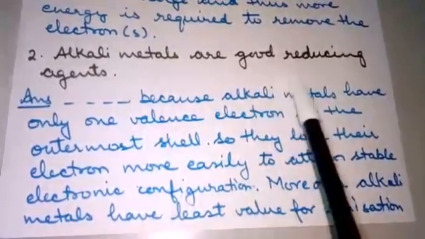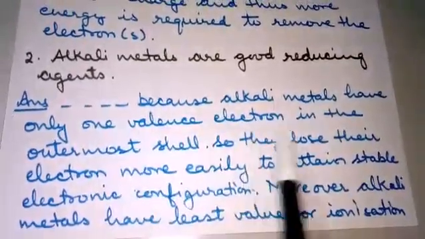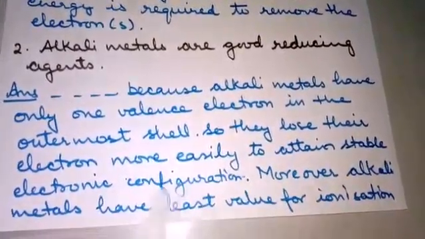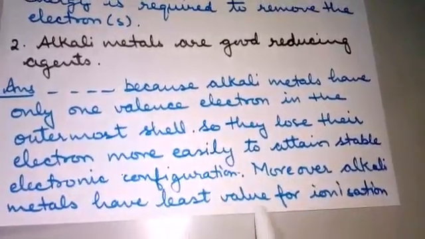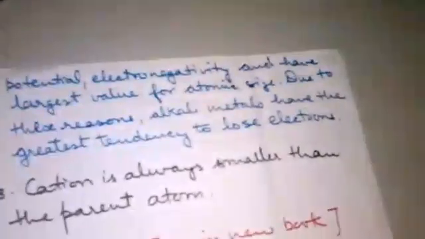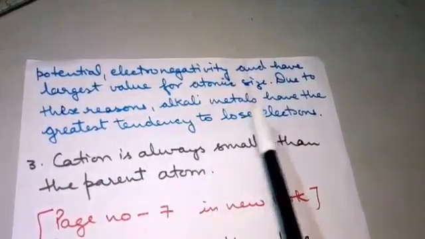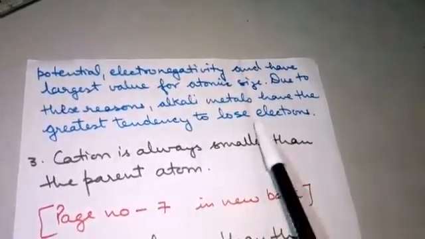So alkali metals are good reducing agents because alkali metals have only one valence electron in the outermost shell. So they lose their electron more easily to attain stable electronic configuration. Moreover, alkali metals have least value for ionization potential, electronegativity, and have largest value for atomic size. Due to these reasons, alkali metals have the greater tendency to lose electrons.